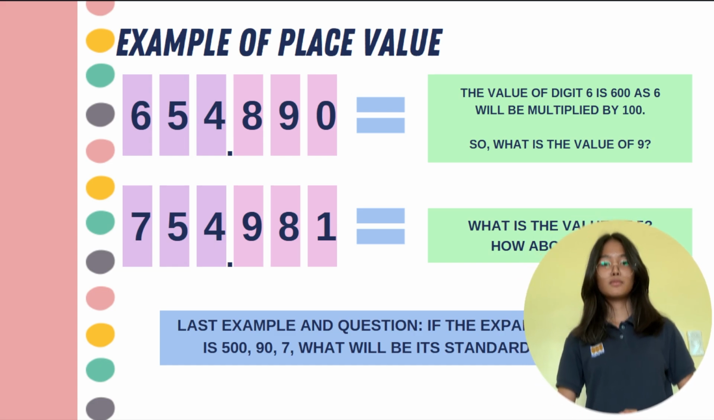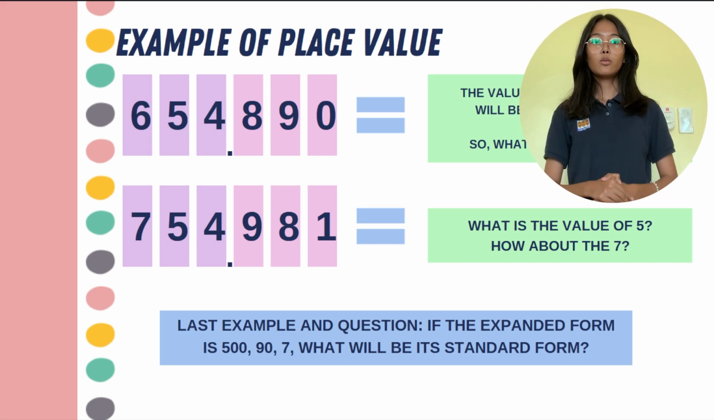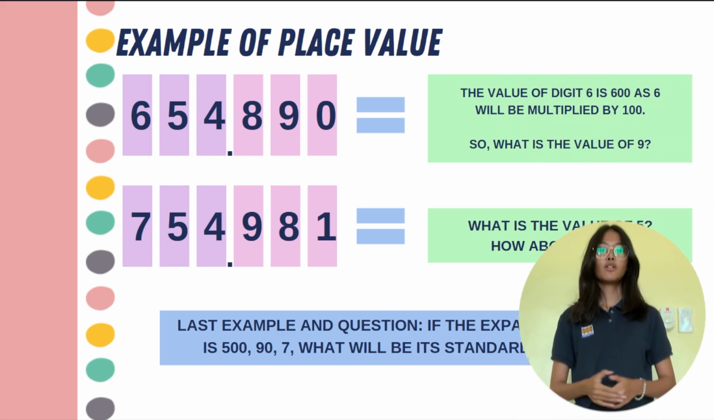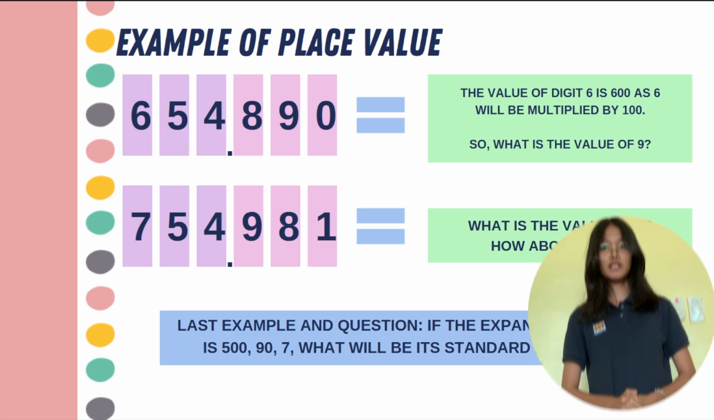754.981. What is the value of digit 5? Correct, 50. How about the number 7? Correct, 700. One last example in question. If the expanded form is 500 plus 90 plus 7, what will be its standard form? Correct. The value will be 597. Now every one of you can determine the value of a digit.